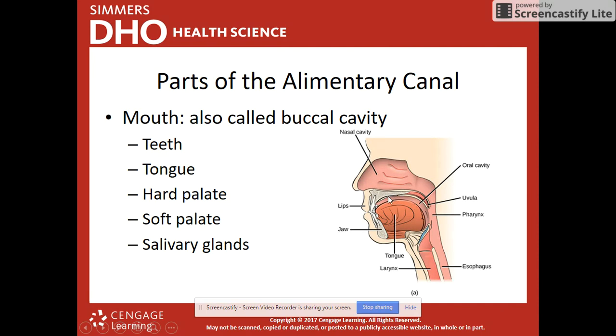The hard palate is going to be up in here, which is like the roof of your mouth. The soft palate is going to be right behind that. And then the little dangly thing that you always see in the back of your throat is the uvula. And that's the end of your soft palate back there.